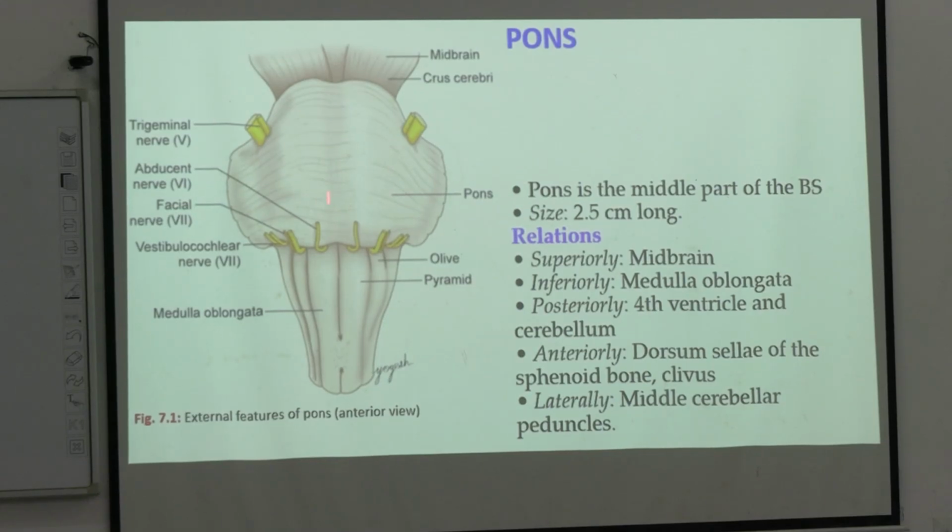So this groove is occupied by a midline blood vessel, which we call the basilar artery, or the branches of the basilar artery. So this is a midline structure that we are seeing here.